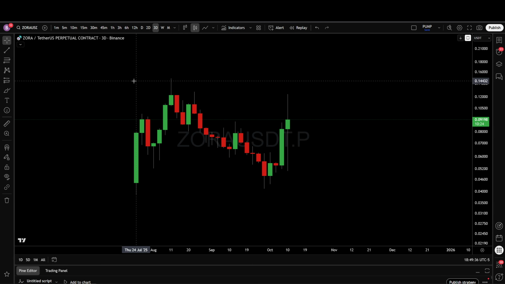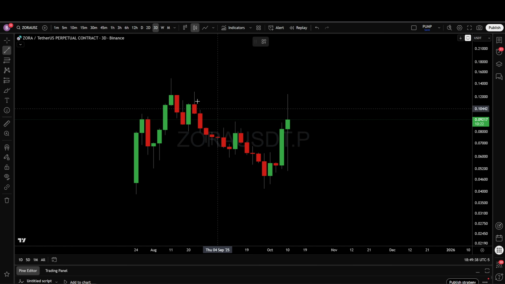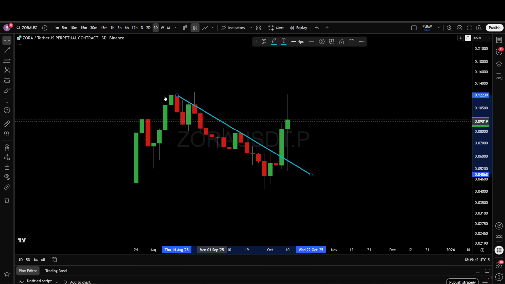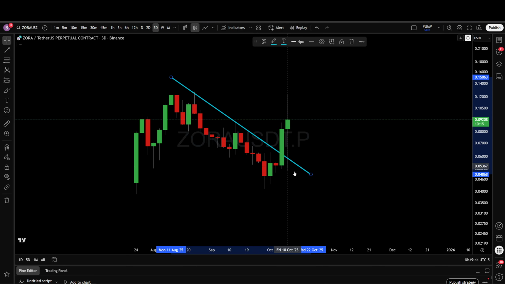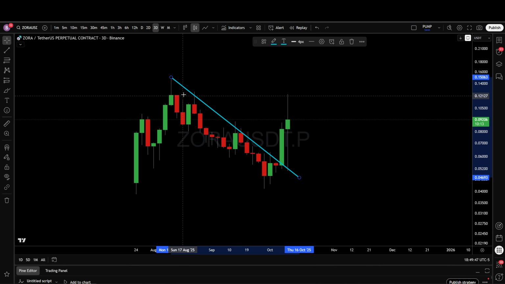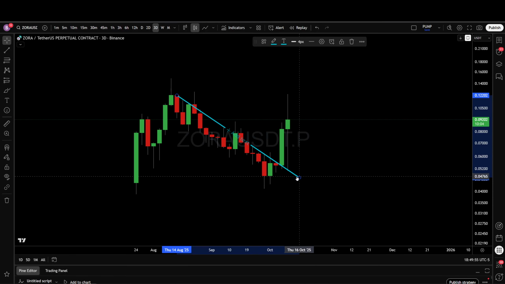So I'm going to show you here Zora before it pumped. One of the easiest things you can possibly do is just draw a trend line here, and you can test it. If you prefer to connect your candles with your wicks or your candle bodies, that's fine, but just stay consistent.